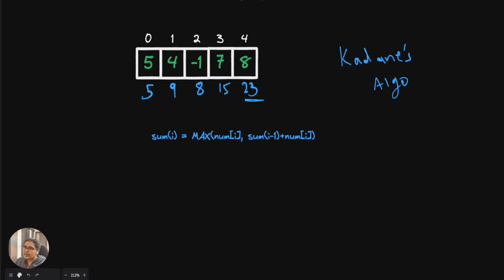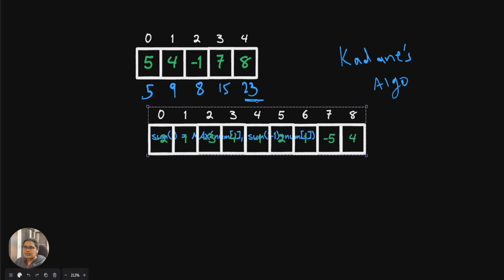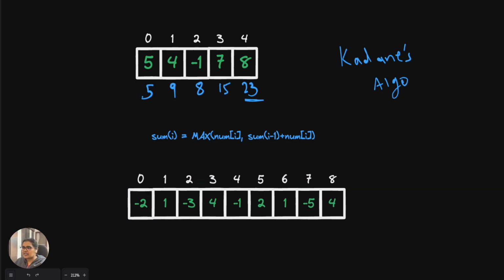So at every point, if we keep a running maximum, we can figure out the maximum. We don't have to store all the array values. If we just keep track of the running maximum, that is enough. Let's look at this through another example. Let's say we are given this array now.